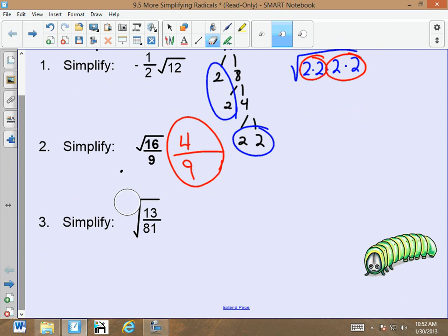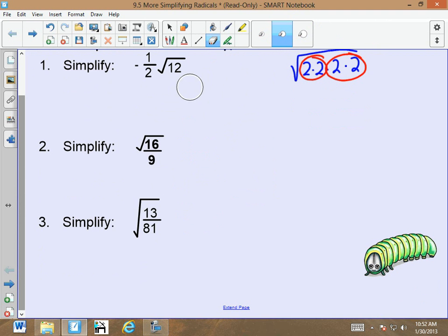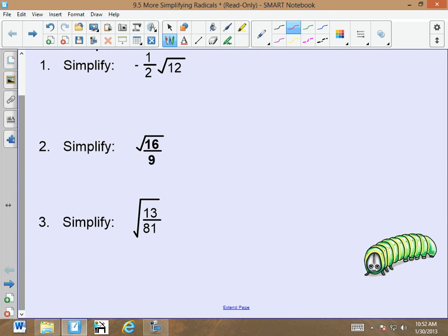Number 3 is a bit different. Number 3 is the same thing as the square root of 13 over the square root of 81. Both of these numbers are inside the square root, so I have to square root both of them. In this one, only the 16 is inside the square root.